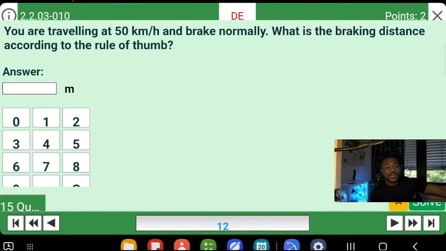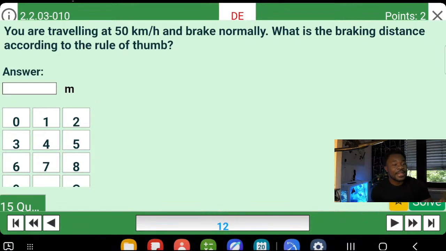Of course, 25 meters. How do we get 25 meters? To get the braking distance when braking normally is simply the speed traveling divided by 10 times that same speed traveling divided by 10. If you read the first line, they tell you you are traveling at 50 kilometers per hour. So that is automatically your speed traveling. The speed traveling is always given to you in a question. All you have to do is detect it and identify it.